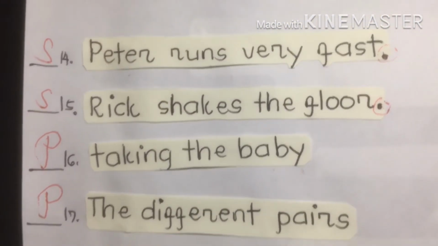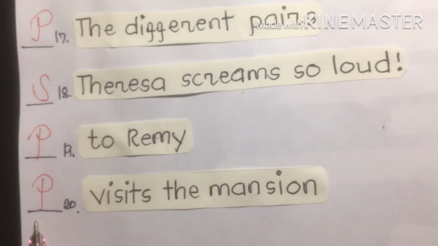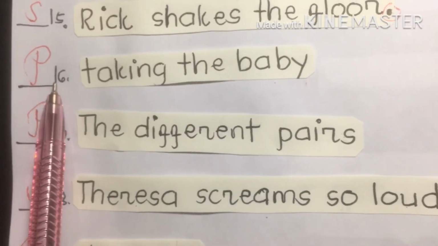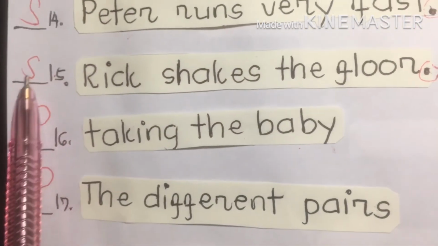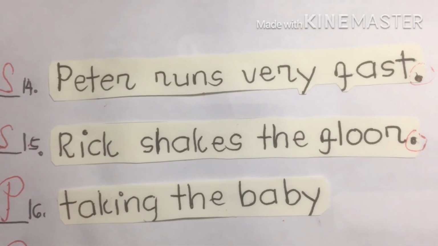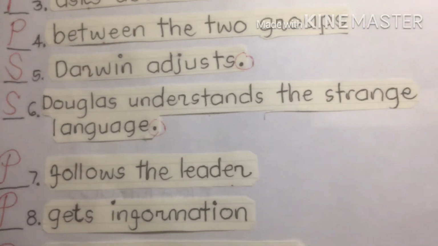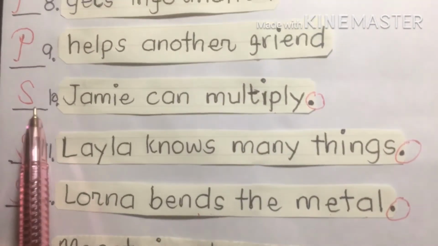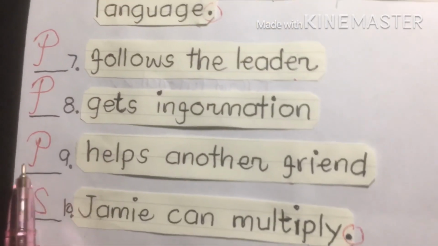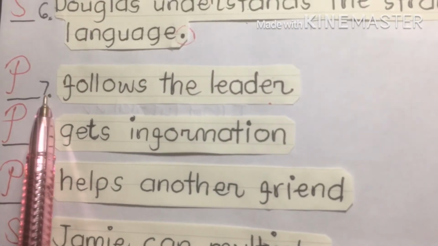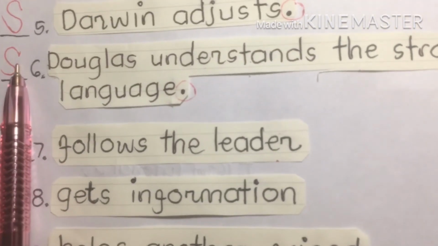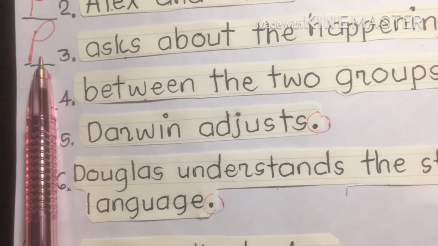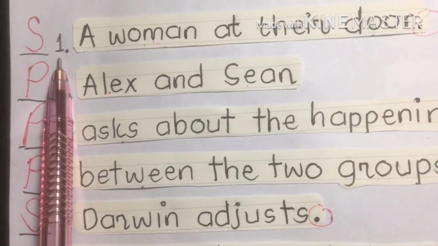Okay, again, for 20, our answer is phrase, 19 phrase, 18 sentence, 17 phrase, 16 phrase, 15 sentence, 14 sentence. Okay, next, 13, Monette is strong, sentence, 12 sentence, 11 sentence, 10 sentence, 9 phrase, 8 phrase, 7 phrase, 6 sentence, 5 sentence, 4 phrase, third phrase, second phrase, first sentence.